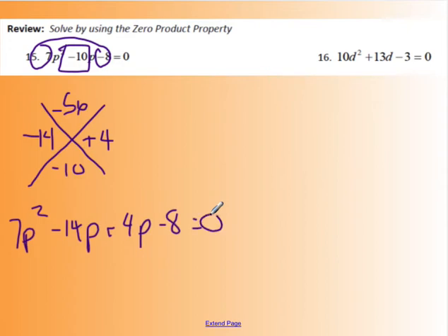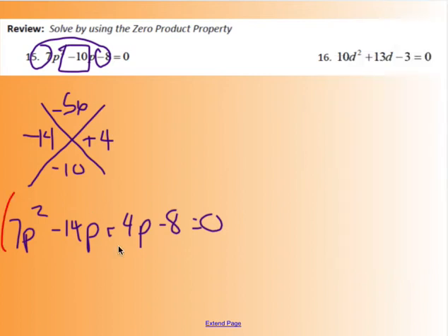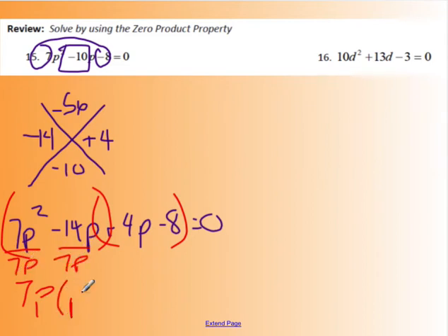Okay, so now I'm ready to factor this by grouping. Since I have 4 terms, I'm going to factor by grouping, which means I'm going to make 2 groups. Out of the first group, between 7 and 14, you can divide out a 7, and you can also take out a p. So I'm going to divide each of these by 7p, and then I'm left with p minus 2.